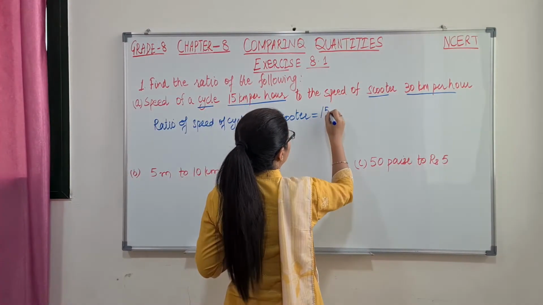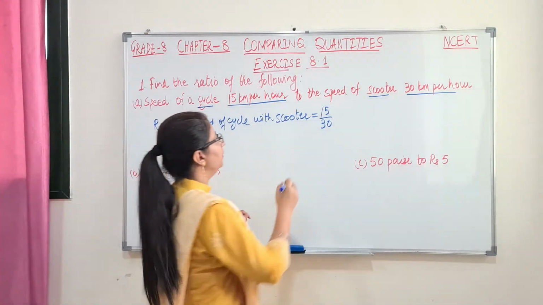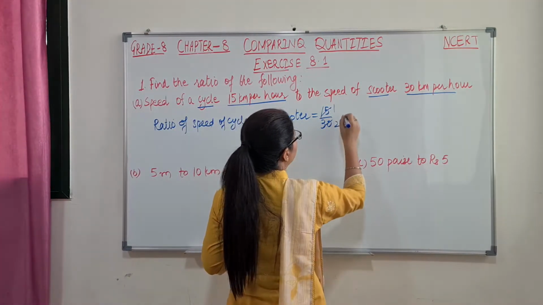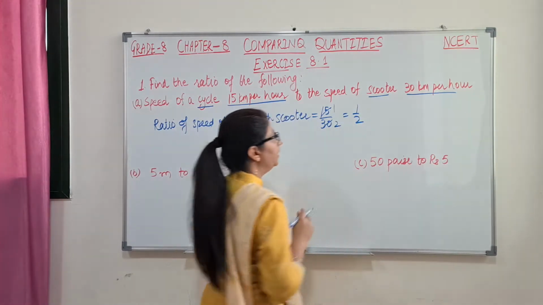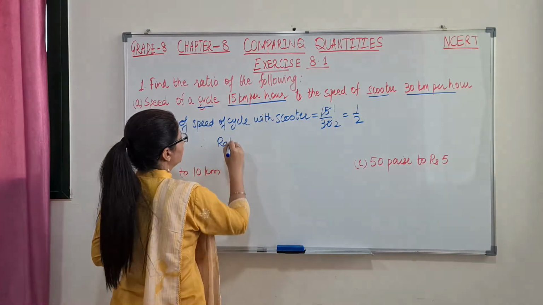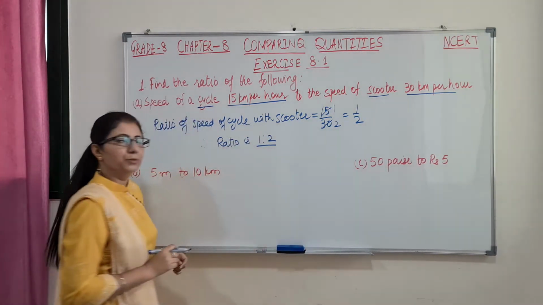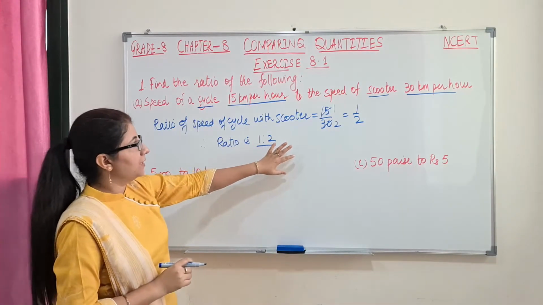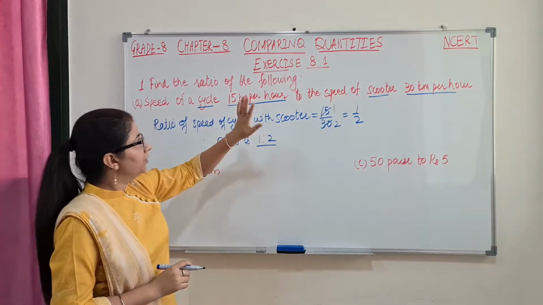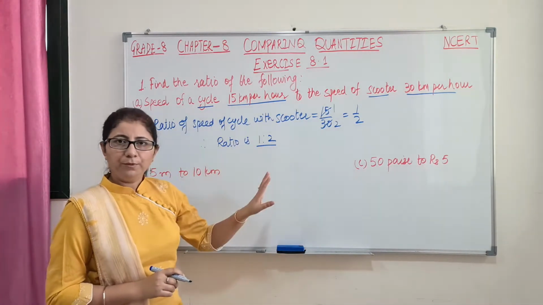So this is 15 over 30. Right? Now we will simplify it, that is 1 by 2. So 1 by 2 is the ratio. Okay, so we will write ratio is 1 is to 2. Okay, so this is our first answer. It's very simple. First of all, we will check the units. If they are same, directly divide them. That will be your answer.